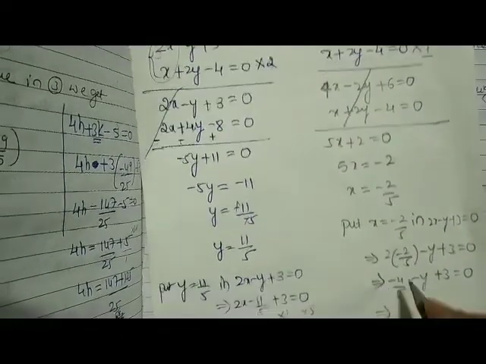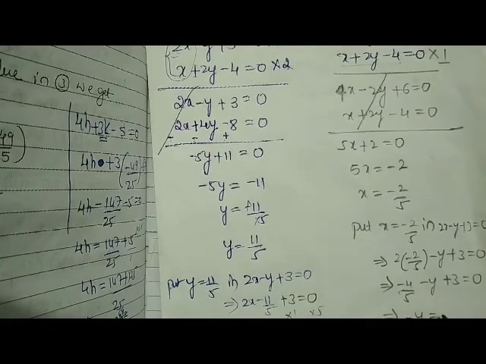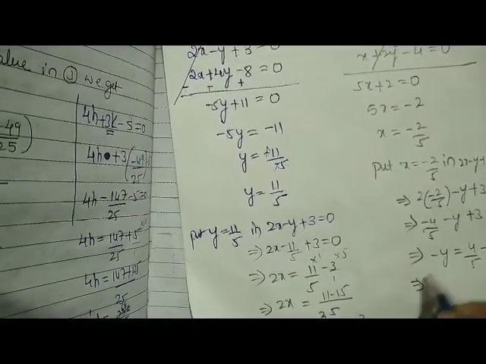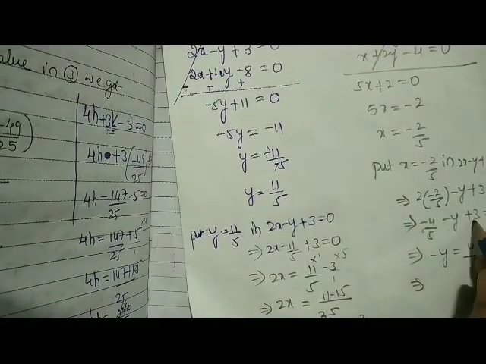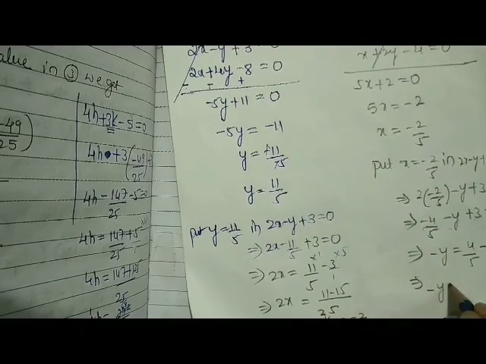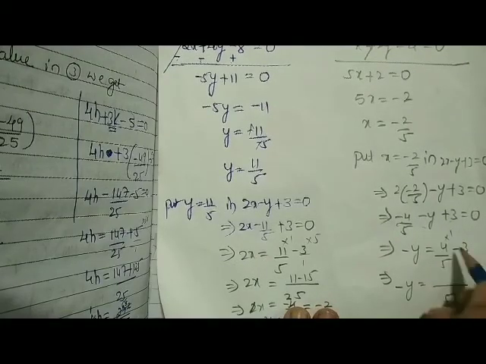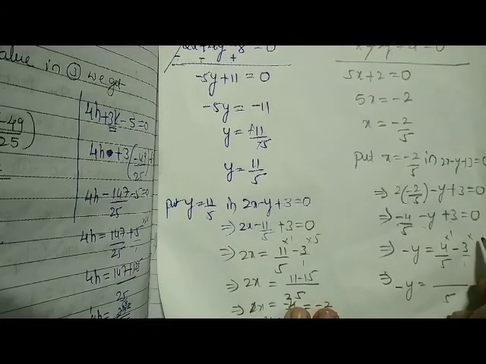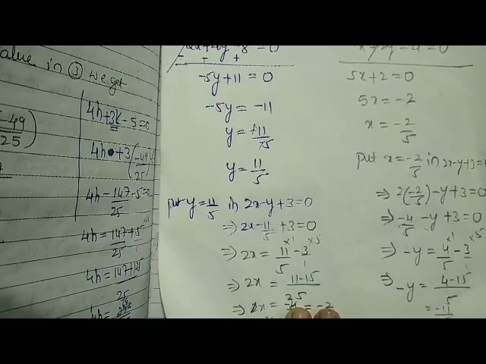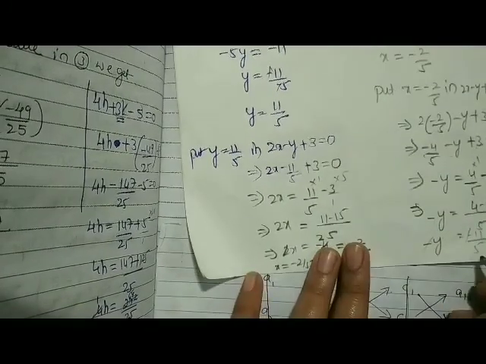Then we have minus y is equal to, taking these terms to the other side, plus 4 by 5 minus 3. So minus y is equal to, taking the LCM of the denominator, which is 5, 4 minus 15, which is equal to minus 11 by 5. This is minus y. Minus and minus y will get cancelled.